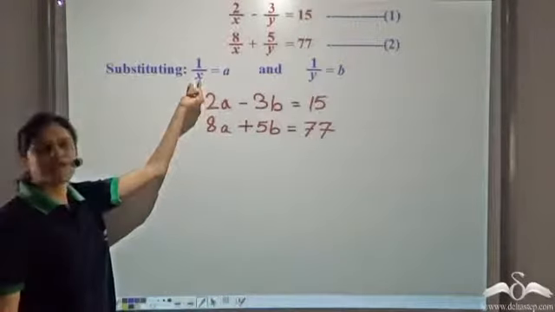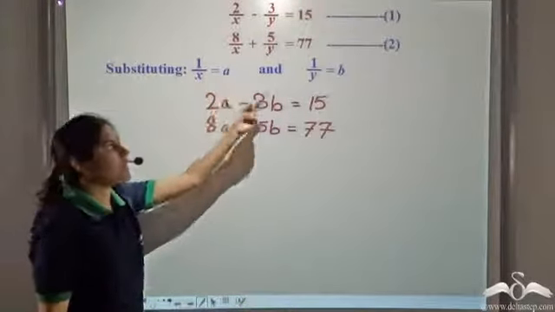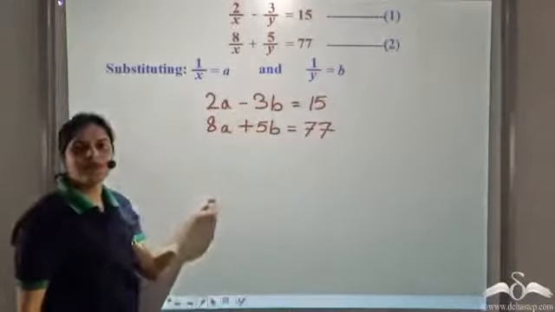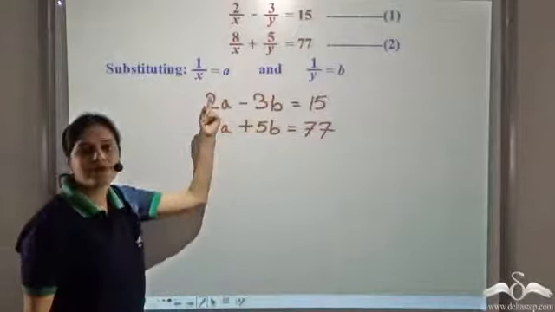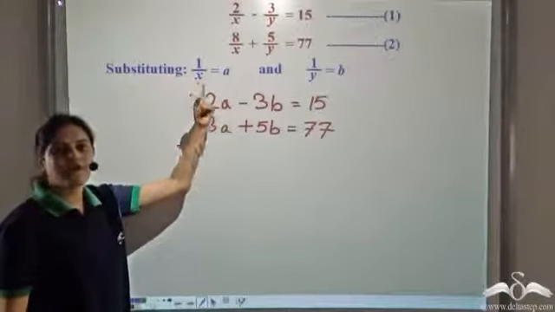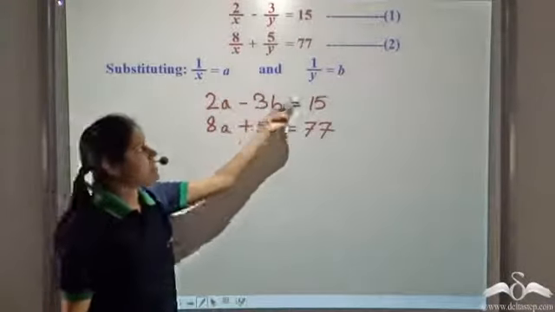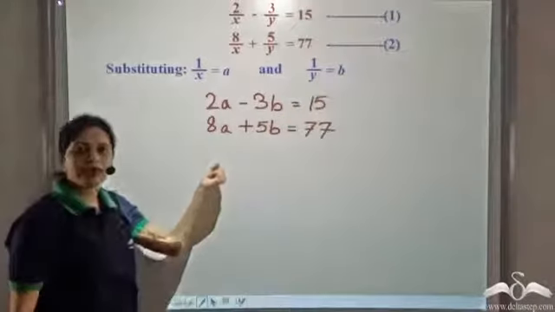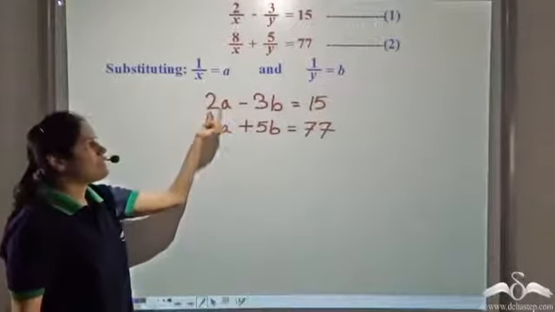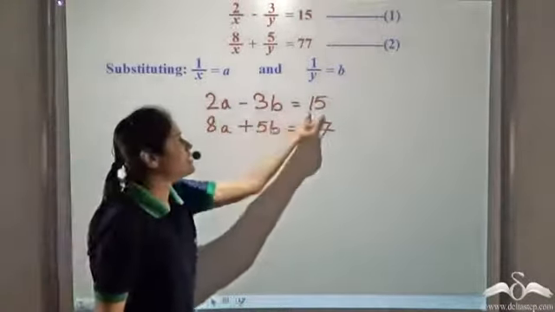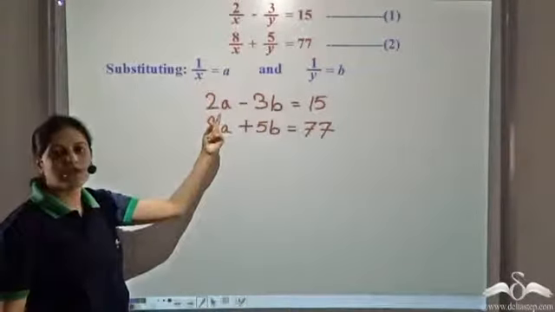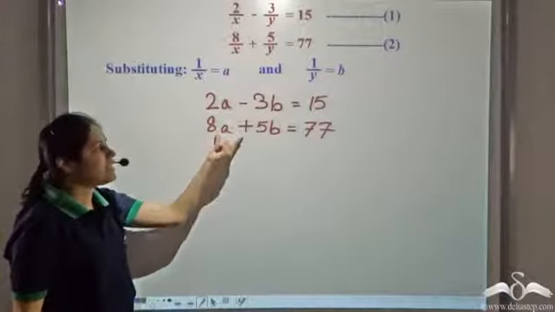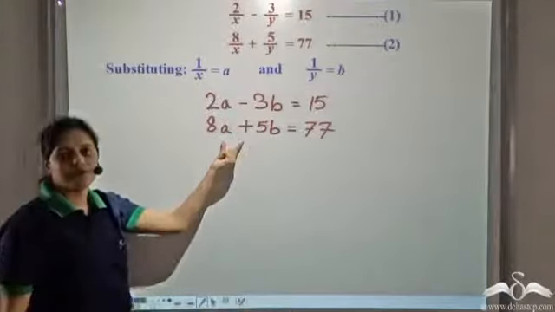So we have substituted 1 by x is equal to a and 1 by y is equal to b. a and b are variables because x and y are variables. So as x varies, a varies. As y varies, b varies. So we have 2a minus 3b is equal to 15. We have rewritten the first equation in this manner and the second equation in this manner.